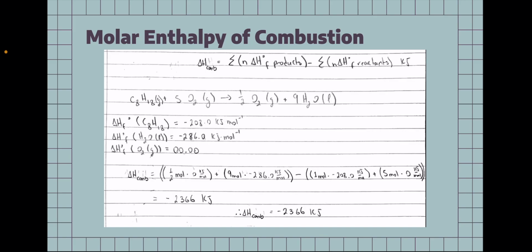So I multiplied 1/2 moles of oxygen, because that's the coefficient for oxygen, by 0, and I added that with 9 moles, because that's the coefficient for water, by negative 286 kilojoules per mole. And I subtracted 1 mole times negative 208 kilojoules per mole of octane, and I added that with 5 moles times 0 kilojoules per mole of oxygen, and that gave me negative 2,366 kilojoules.